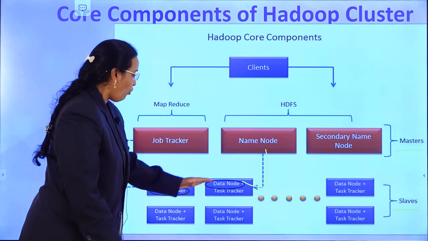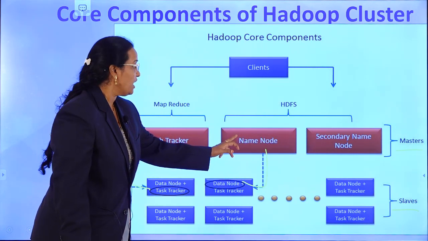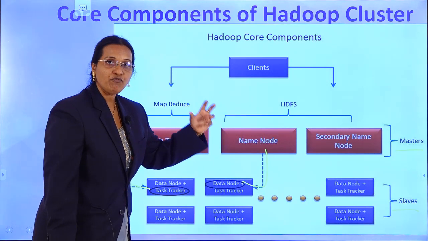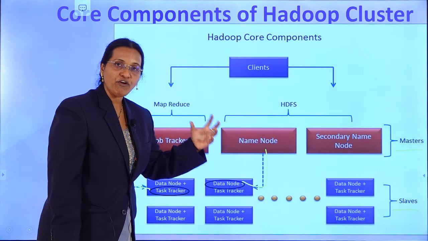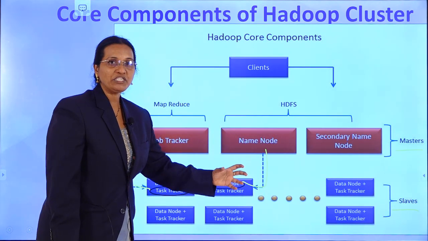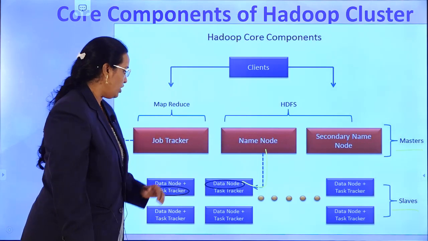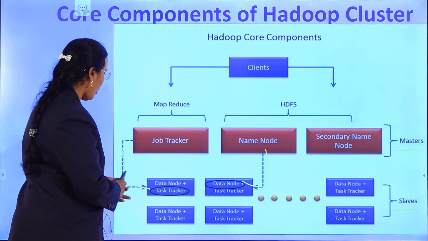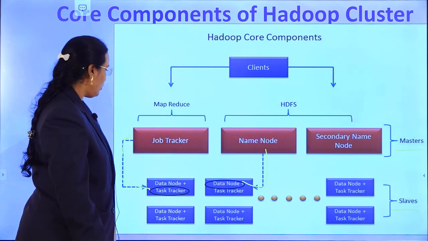That means whatever data information is stored, the name node is storing the metadata. That means what kind of file is stored in the slave, how much of the file is stored, what kind of permission it has. All such information will be stored in the name node. So I repeat once again: task tracker is a slave to the job tracker and data node is a slave to the name node.